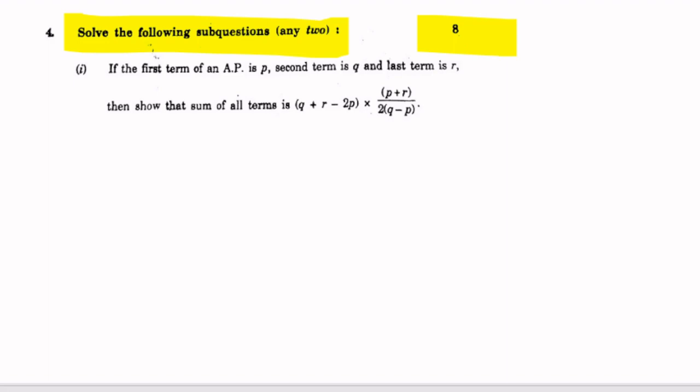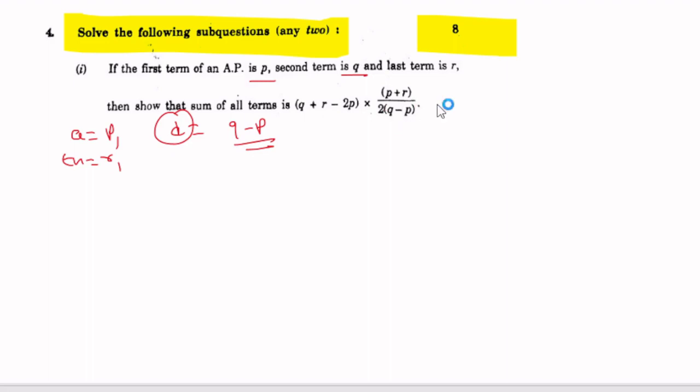Before solving anything, read the question carefully. If the first term of the AP is p, it means a is equal to p. The second term is q and the last term is r, so Tn is equal to r. The second term is q, so your difference is nothing but second term minus first term, so q minus p is your difference. You got a, you got d, you got Tn. Now show that the sum of all the terms is (q plus r minus 2p) into (p plus r) divided by 2(q minus p).